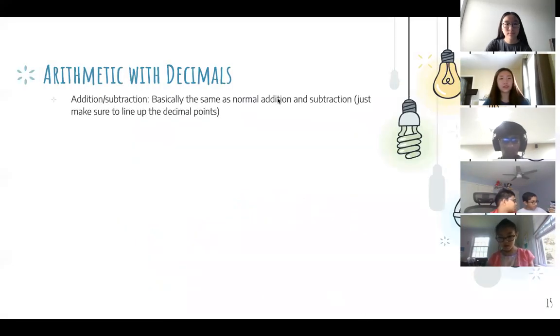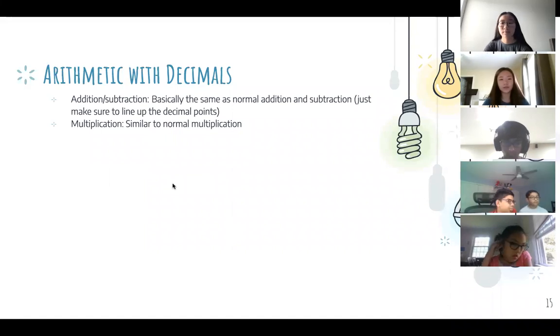So we're quickly going to go over arithmetic with decimals also. For addition and subtraction, it's basically the same as normal addition and subtraction, but you just have to make sure to line up the decimal points. You have to line up the place values so that you don't add a value in the tens digit with the hundreds, something like that.